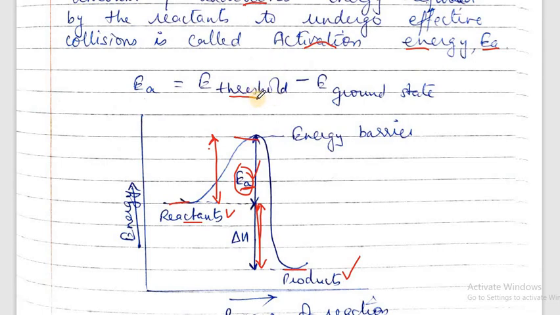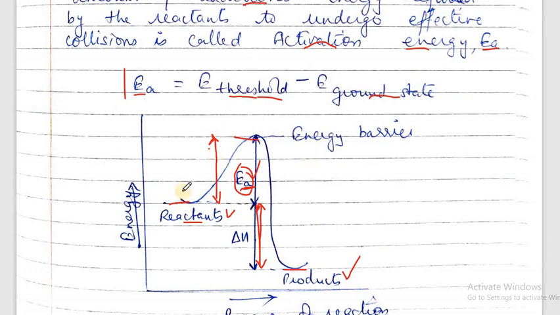It is the energy required by the reactants to form the products, and this energy is the reactants' own energy plus activation energy. So the activation energy can be written as E threshold minus E ground state, that is, the energy of reactants already present. So this is the mathematical relation of activation energy with threshold energy and ground state energy.